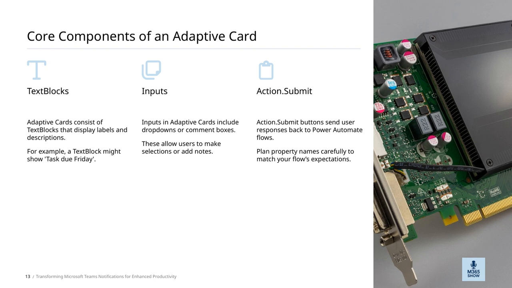These are great because they give users the ability to make selections or add notes directly within the card. It makes the interaction more dynamic and personalized. Then there are text blocks. These are used to display labels and descriptions, such as showing a task due date like "task due Friday." They help provide context and clarity, making the information easy to understand at a glance. Overall, these components work together to create interactive, informative, and efficient notifications within Microsoft Teams, enhancing productivity across your workflows.